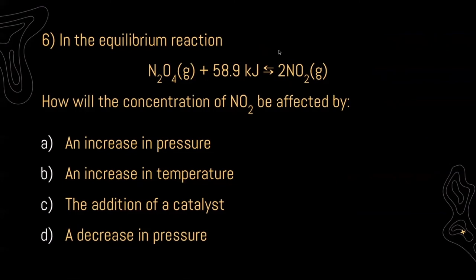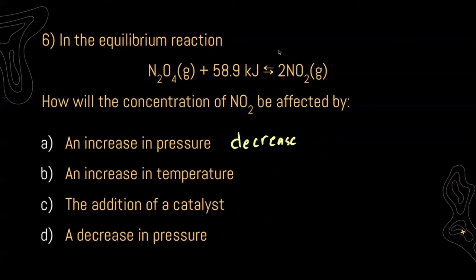For 6, we're given the following reaction, and we want to see what happens to the concentration of nitrogen dioxide. If we increase our pressure, on our reactants, we only have 1 mole, products we have 2. Higher pressure means more collisions, so our reaction is going to shift to the left. What does that mean for our concentration of nitrogen dioxide? Well, if it's going to the left, that means our nitrogen dioxide is going to be used up. So our concentration will decrease.